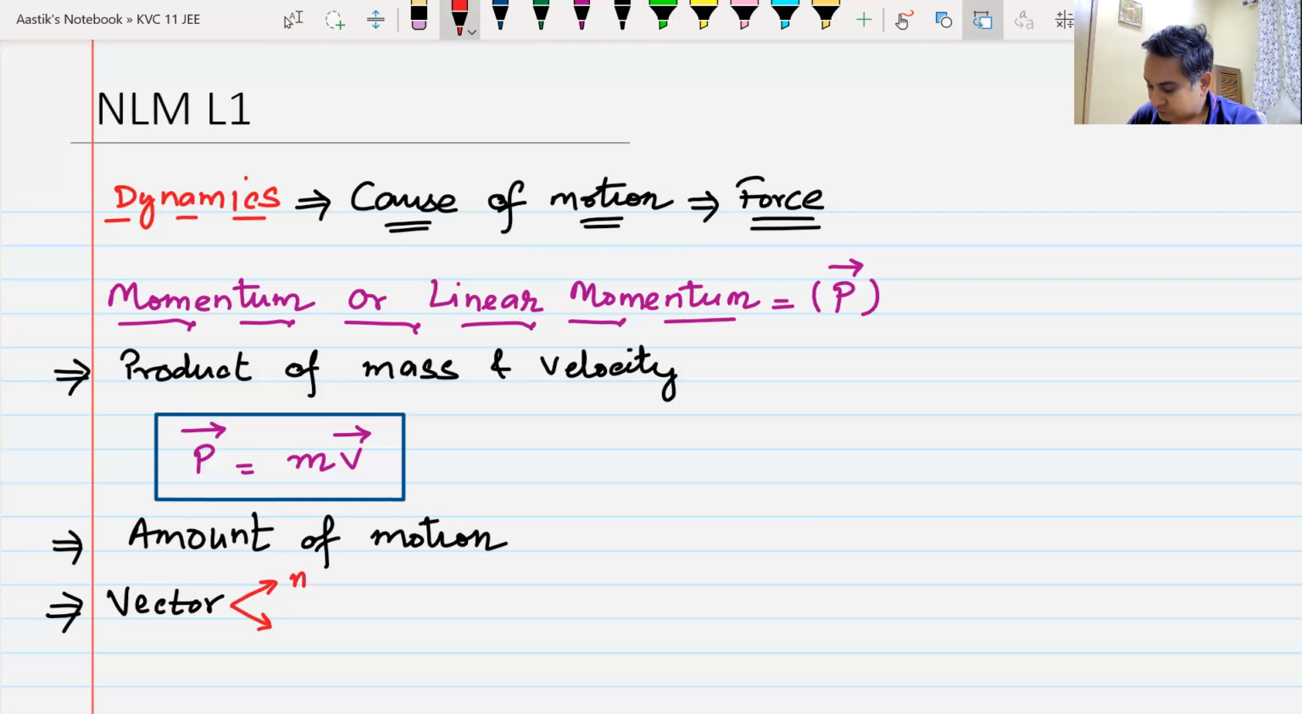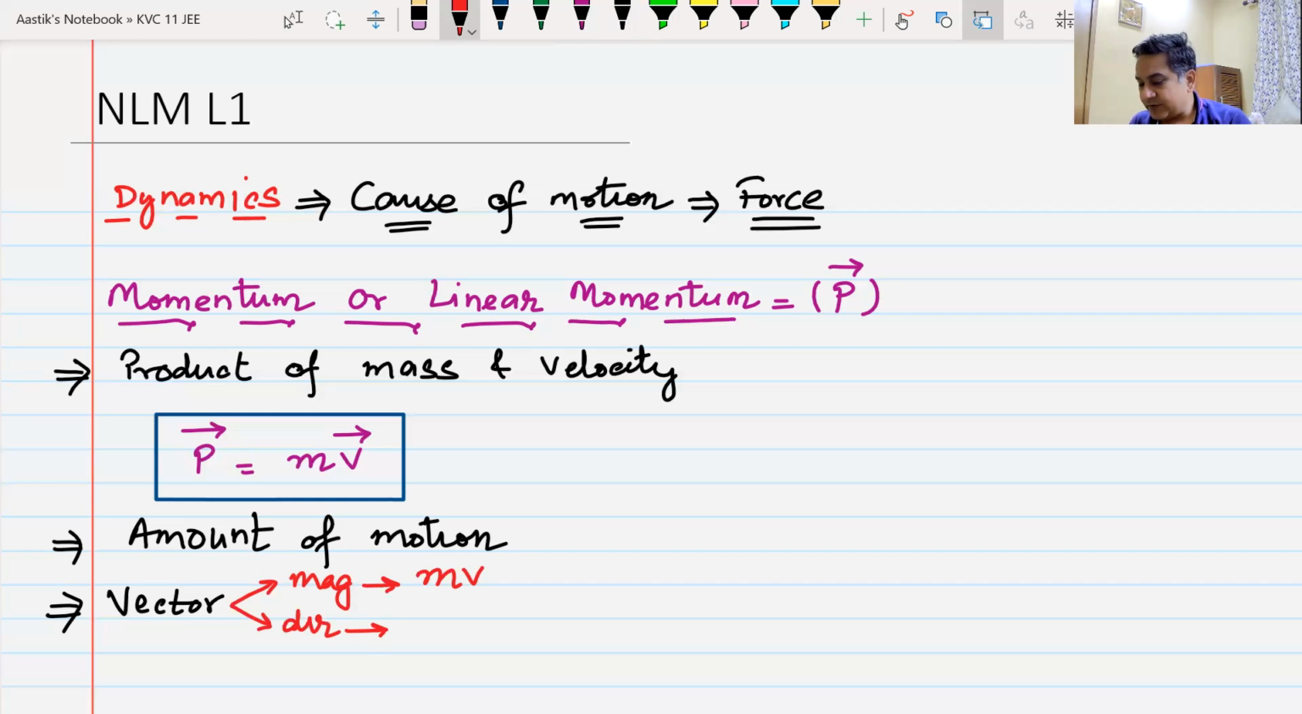Magnitude and direction. It must have magnitude, and it must have direction. What is the magnitude of momentum? It is mass multiplied by velocity. And what is the direction of momentum?